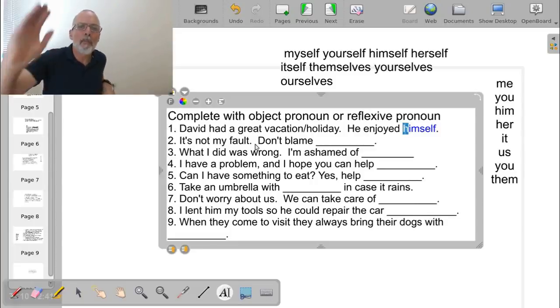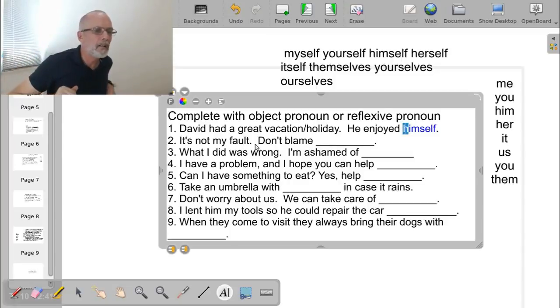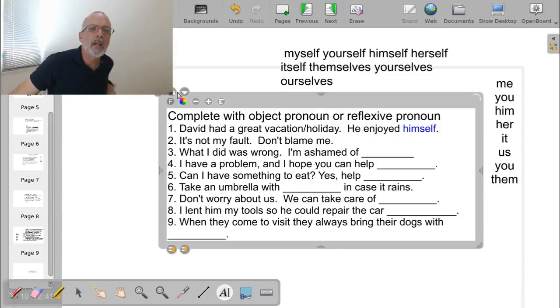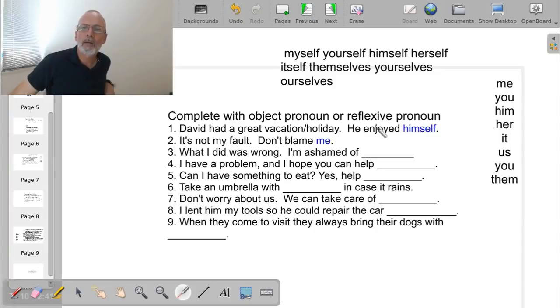Question number two, it's not my fault, don't blame. Mirna, don't blame me. Yeah, very good. This time we need to use the object pronoun, because you don't blame me. I'm the object. The subject and the object are different. In the first sentence that we saw here, the subject and the object are the same. He enjoyed himself. So we need to use the reflexive one.